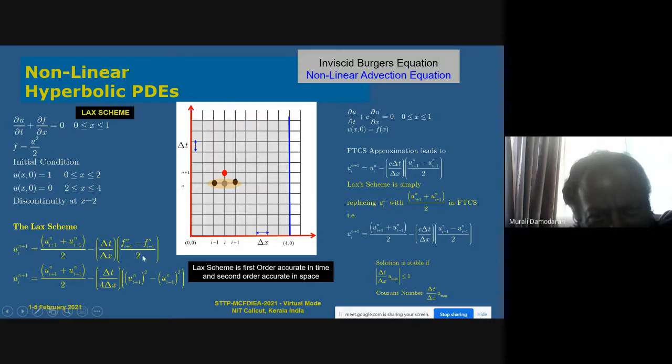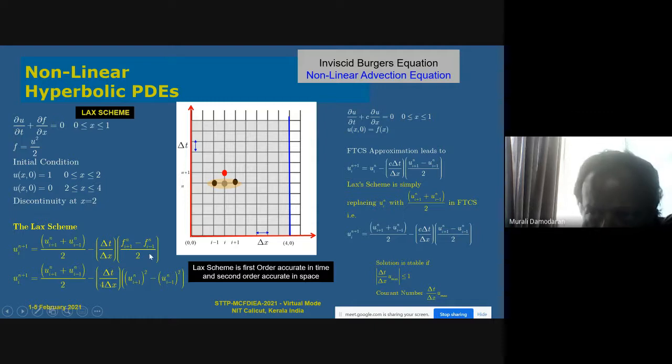So the Lax scheme is this one here. The stencil is this: this is my t-axis, this is my x-axis, and these are my points here. Instead of using forward time and centered space, what he did is he took the average of these two and updated. That's what he's doing here.